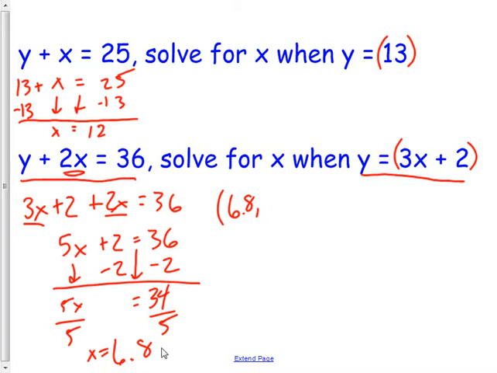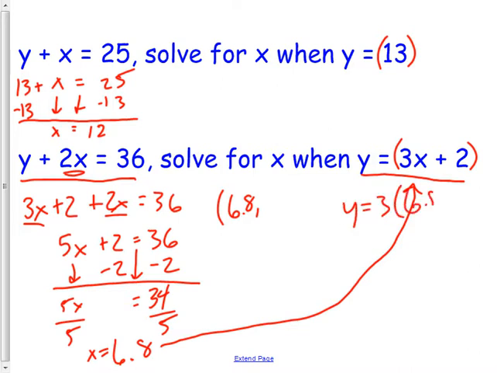So we need to actually take this number right here, and we need to plug it into our equation to find out what is y. Now, you can just pretty much do that with a calculator, but we can take y equals 3 times 6.8 plus 2. So 6.8 times 3, or 3 times 6.8, and then add 2, and we get 22.4. Now, of course, this is your solution, but we can plug those in and check. So let's take our y value, 22.4, plus 2 times 6.8. And when I add that all up, I do get my 36.